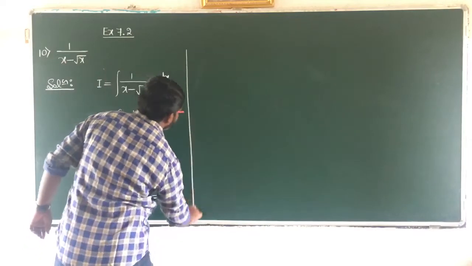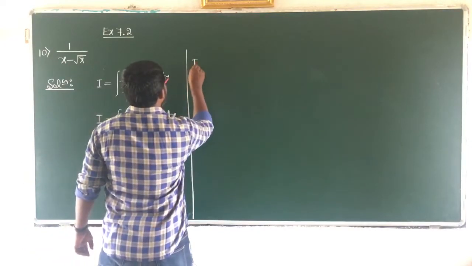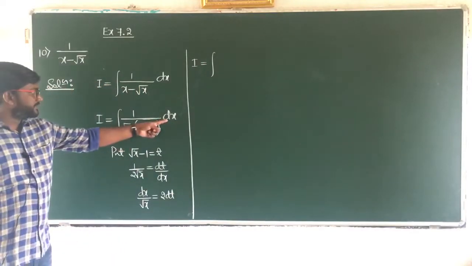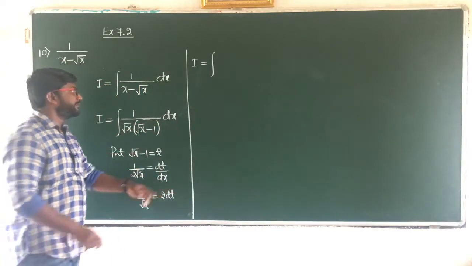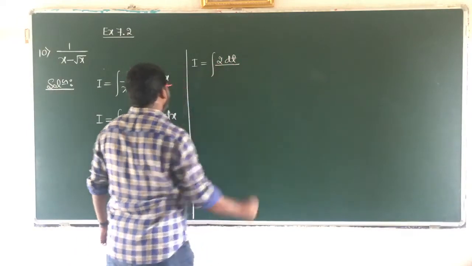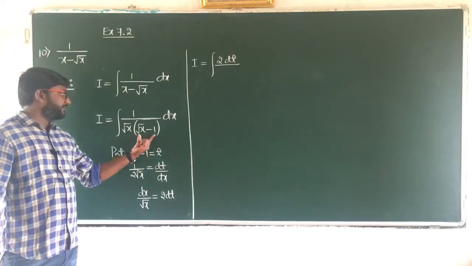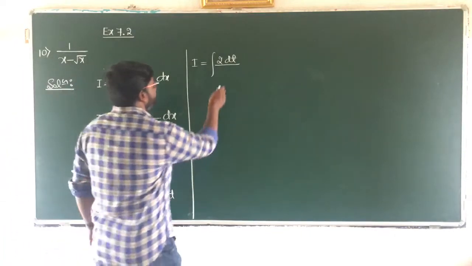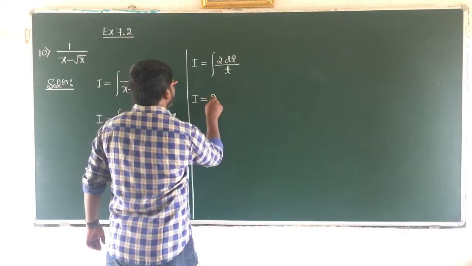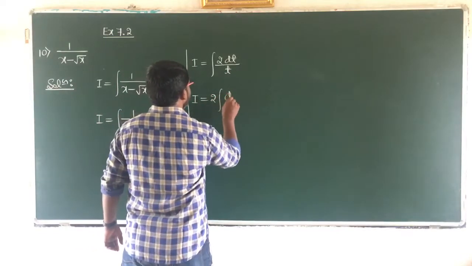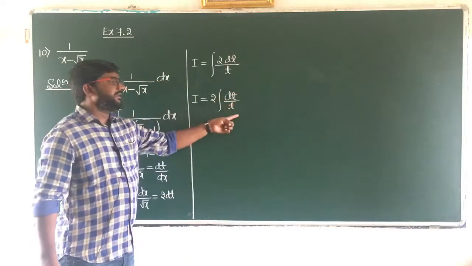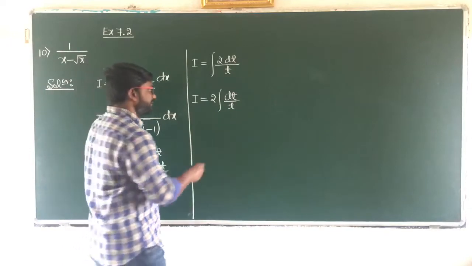Rewrite the integral I, which is equal to the integral, see here, dx by root x will be 2 times dt. So it is 2 times dt divided by, I have taken this as t. So it is t. So now I is equal to, write 2 outside, then it becomes dt by t. So what is the integration of dt by t? It is log mod t plus c.